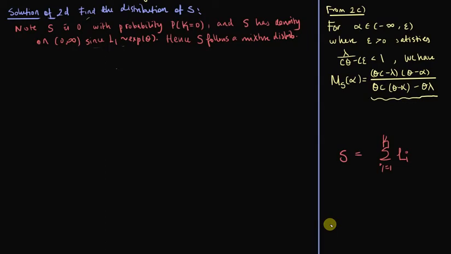Therefore, S is 0 with the same probability as k being 0. And recall that the probability of k being 0 was given as 1 minus lambda divided by theta c. So S has a positive point probability in 0. On the other hand, S has density on the rest of the positive half-axis because the ladder heights are exponentially distributed. That means, intuitively at least, that S follows a mixture distribution.